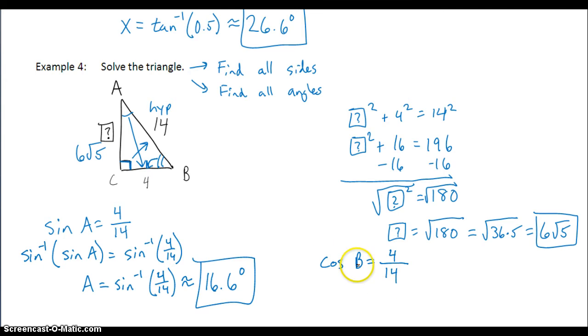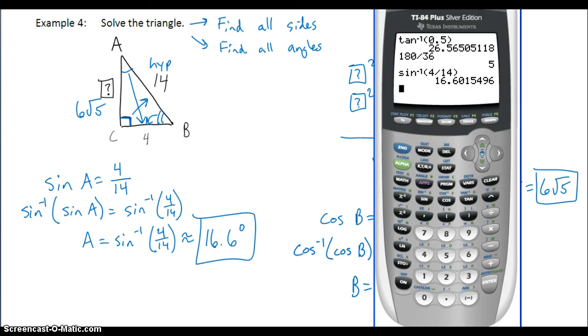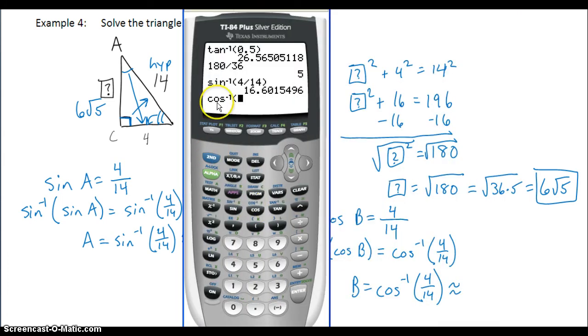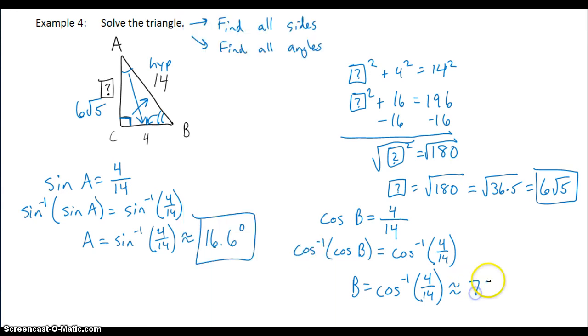Now again, I need to solve for B. To solve for B, I'm going to undo cosine by using cosine inverse. Cosine inverse of cosine undo each other. I'm left with just B equals the cosine inverse of 4 over 14, which is approximately, use my calculator, second cosine gives me cosine inverse, 4 over 14, 73.4. So B is about 73.4 degrees big.